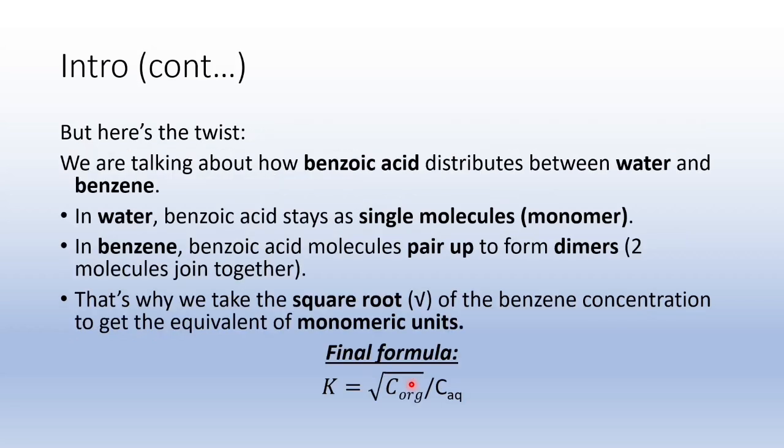But here's the twist. We are talking about how benzoic acid distributes between the two immiscible solvents, water and benzene. In water, benzoic acid stays as single molecules when it is dissolved in it. But when benzoic acid is dissolved in benzene, benzoic acid molecules pair up to form dimers. That's why we take the square root of the benzene concentration to get the equivalent of monomeric units. So when we calculate the partition coefficient of benzoic acid, we use this formula where K is equal to under root C organic divided by C aqueous.